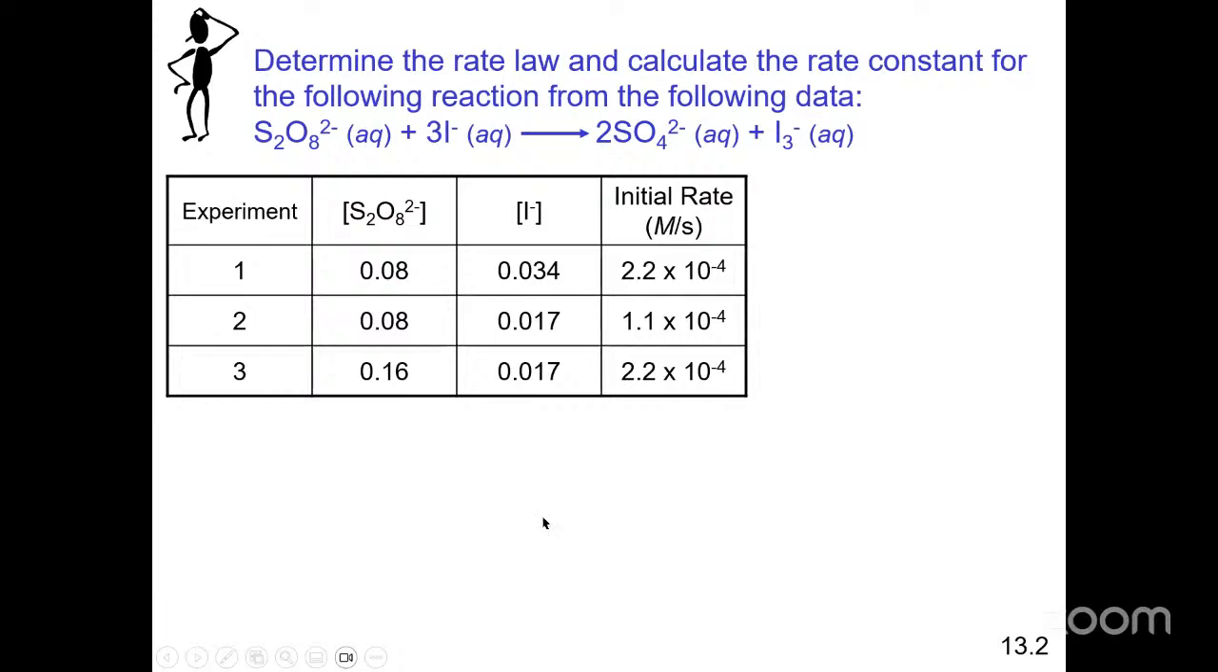All right, so here's another example here. Now, based on what we have done, you should be able to walk me through the solution to this problem. So let's hear what you have to say. Hold on, let me see here. So they gave you the equation for the reaction, and they gave you the experimental data.